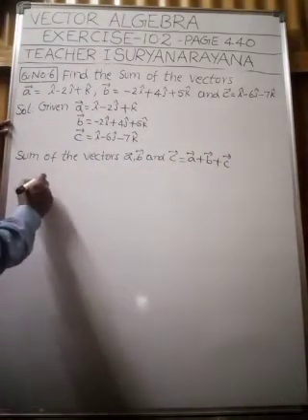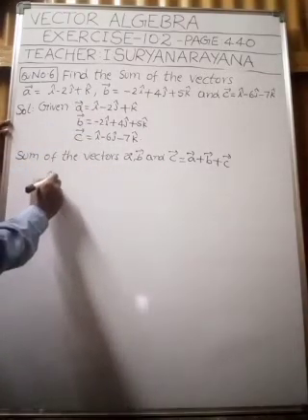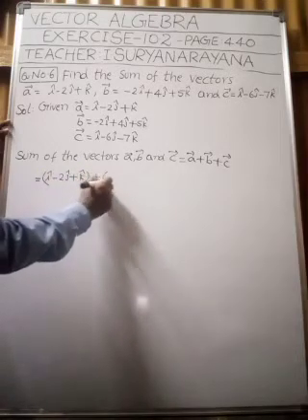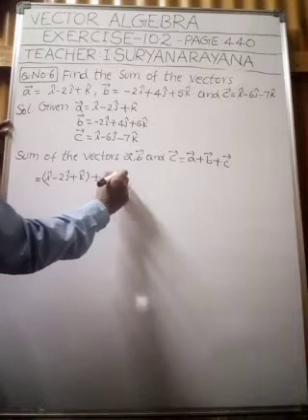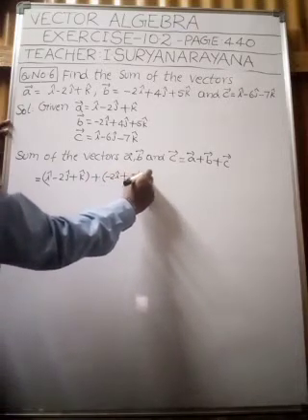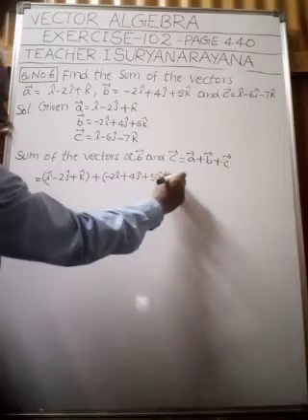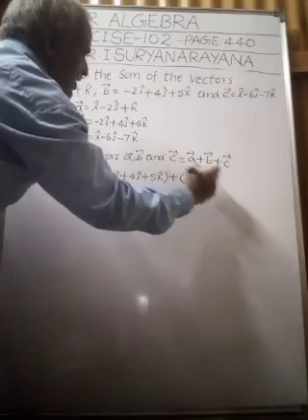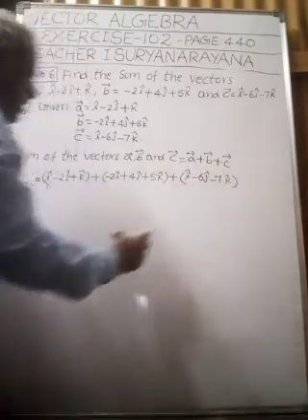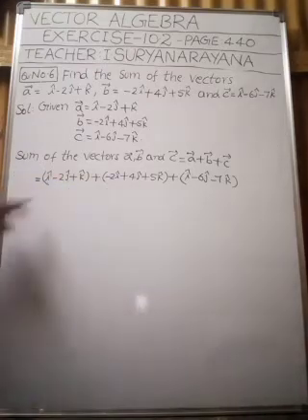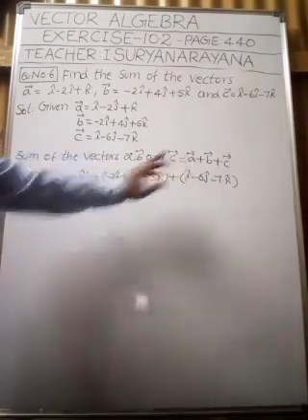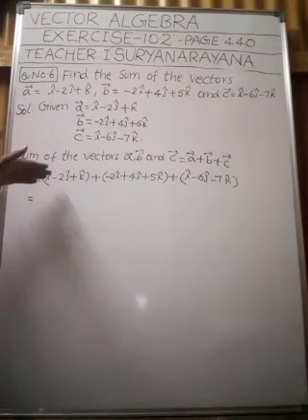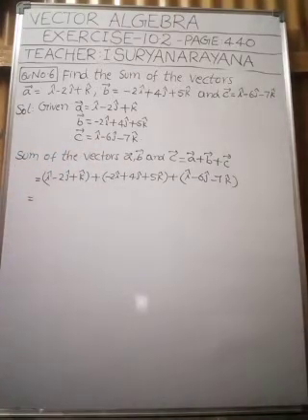Right. That is equal to, what is a bar here? i cap minus 2j cap plus k cap plus what is b bar? Minus 2i cap plus 4j cap plus 5k cap plus what is the c bar here? i cap minus 6j cap minus 7k cap. Understood this step, my children? I substituted a bar, b bar and c bar in this expression. Okay, my children? Right. Same. How do you add these three vectors? We use the same knowledge.